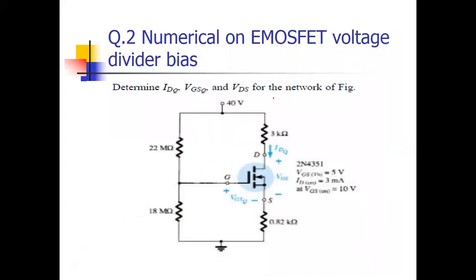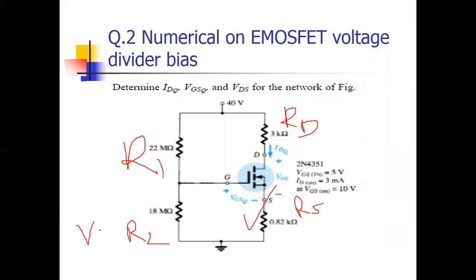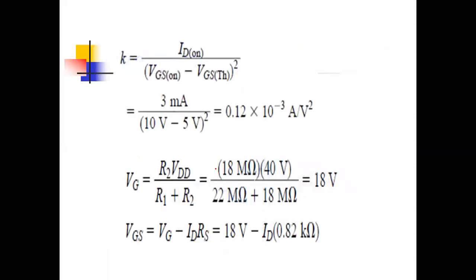Next numerical is E-MOSFET voltage divider bias. Voltage divider bias is very simple. If you are continuously watching my videos, you can understand the concept. Only the symbol differs. This is your R1, this is your R2, this is your RD, and this is your RS. In the voltage divider rule, first find the equivalent voltage, which is R2 upon R1 plus R2 into VDD.